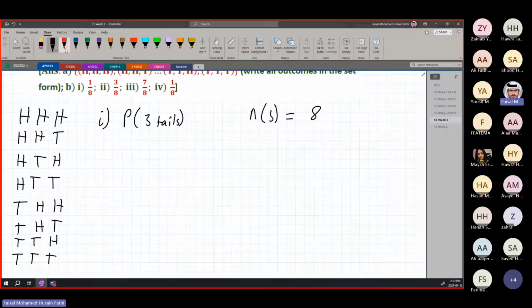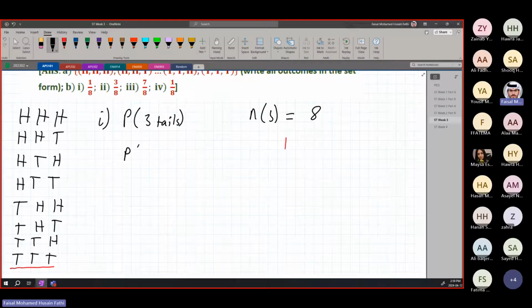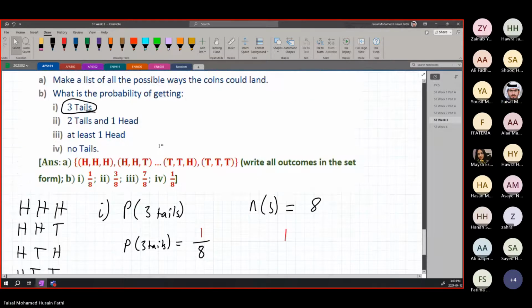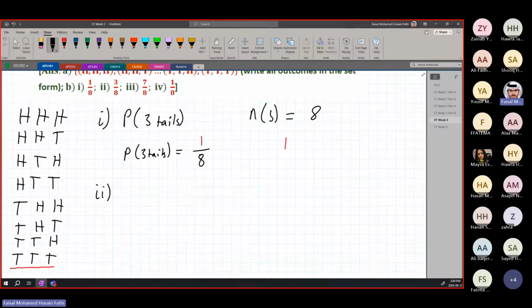The probability of 3 tails, we're going to look at them separately now. So where do we have it? We only have one outcome of all of them being 3 tails. So we only have a choice of 1. Okay. So the probability of 3 tails is equal to 1 divided by 8. All right. So this is the first question. The second question says 2 tails and 1 head. All right, so we want 2 tails and 1 head. P of 2T and 1H. Okay?